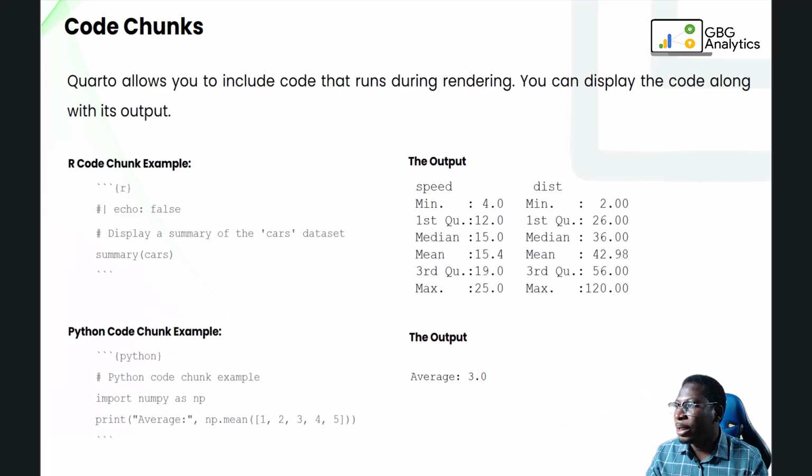For example, here is an R code chunk, and here I'm trying to display a summary of the cars dataset. As you can see, this is the chunk option. Here I said echo is equal to false. This will hide the code and show only the output, and here is the output. And for the Python code chunk, I have something like this. Here I import numpy, and then I print the average of the following list, and that gives me this output.